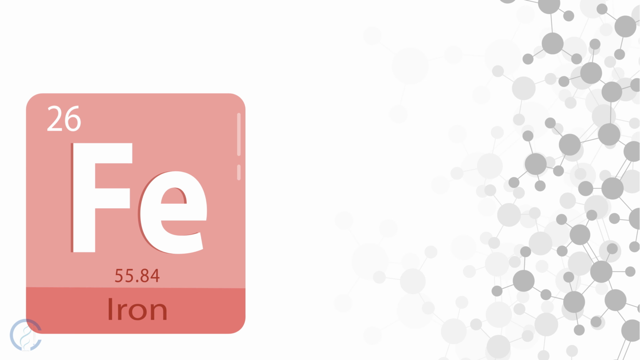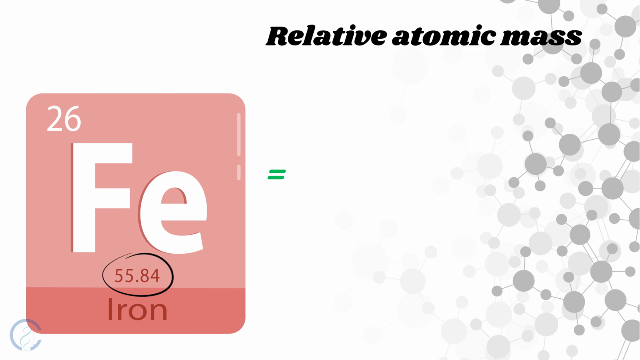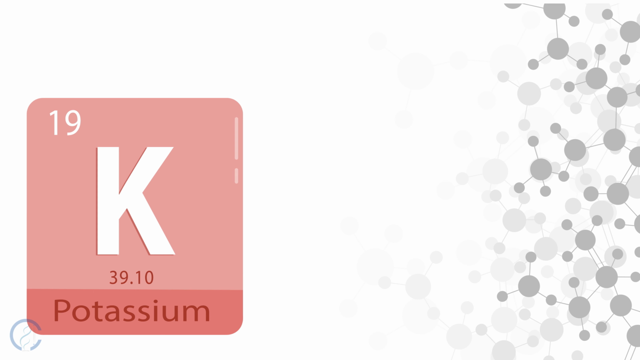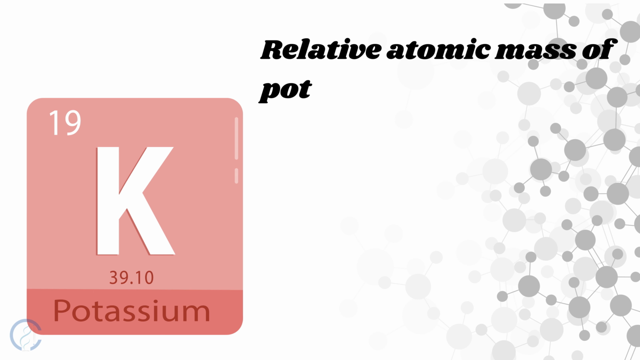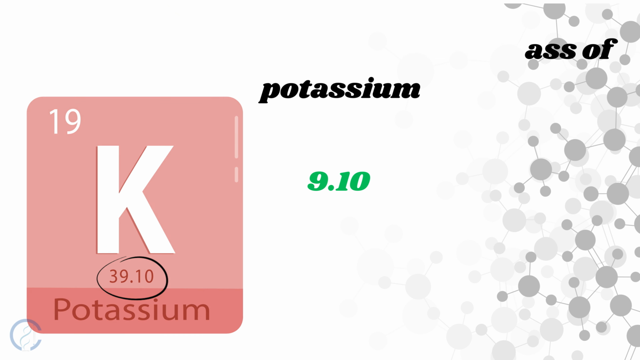Let's look at another one. What is the relative atomic mass of iron? You should obtain 55.84. It is the bigger number and the one that is a decimal as well. Let's try again. What is the relative atomic mass of potassium? The relative atomic mass of potassium is 39.1.